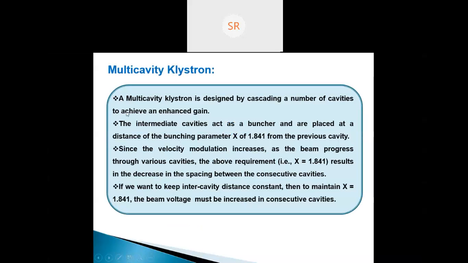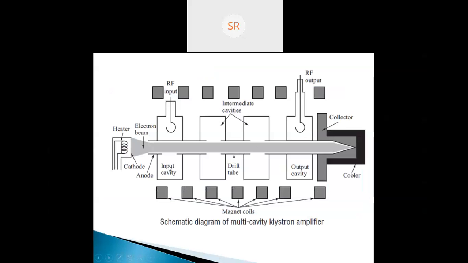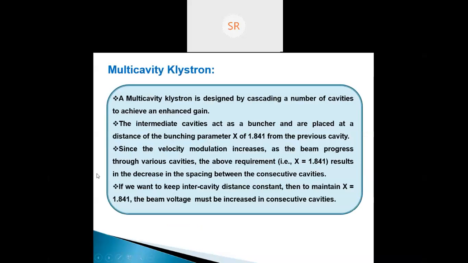So that's why we can say that to achieve the enhanced gain, we can use multiple cavities. The intermediate cavity acts as a buncher and is placed at a distance of the bunching parameter x equal to 1.84 from the previous cavity. Generally what happens is that the cavity distance gradually decreases. Suppose from this to this it is 2, from this to this it will be 1.5, from this to this it is about 1. So gradually the distance decreases, so that we'll get maximum output. Here there is a decrease in the spacing between the consecutive cavities.